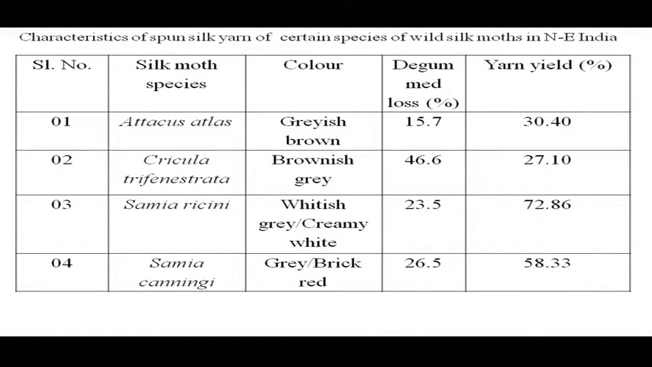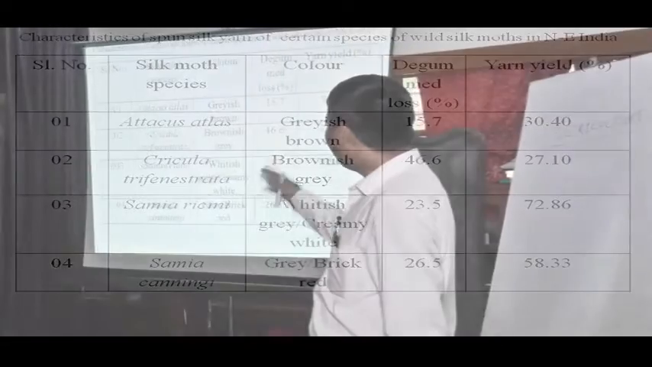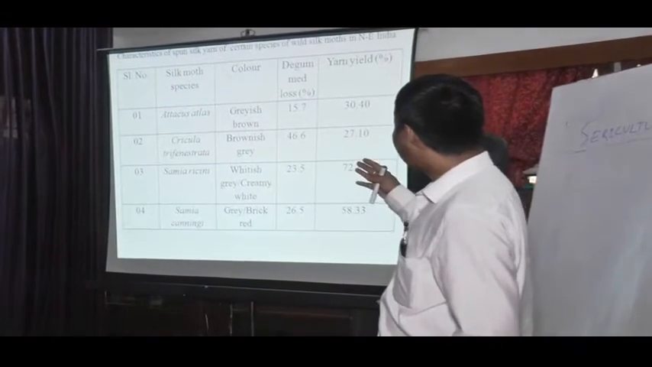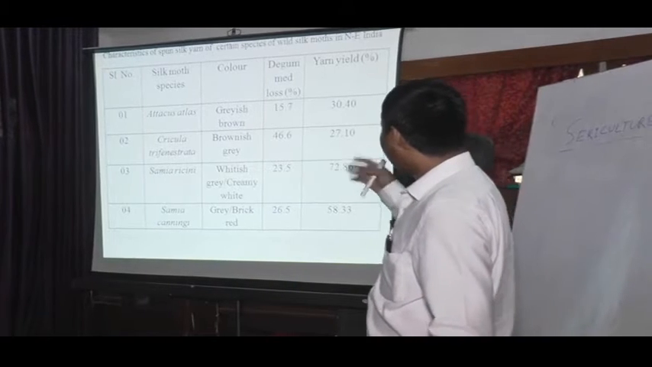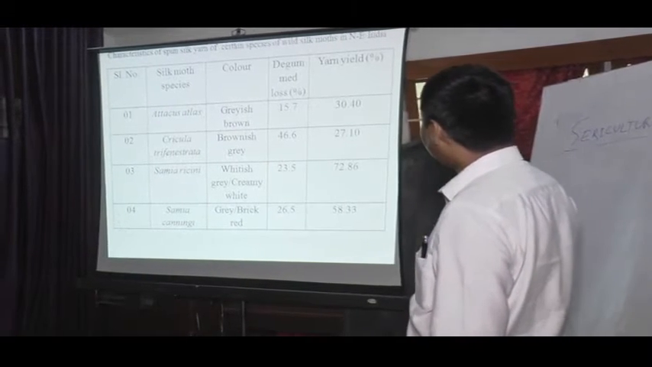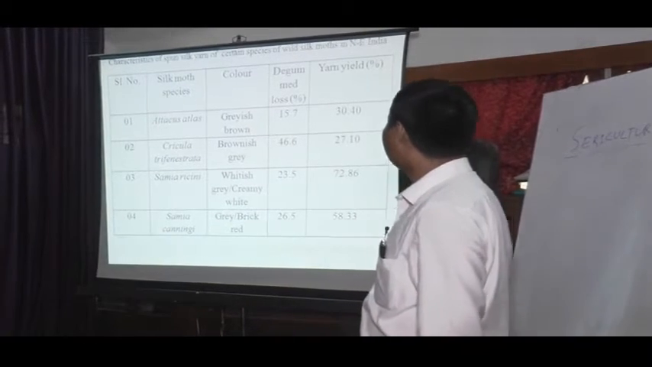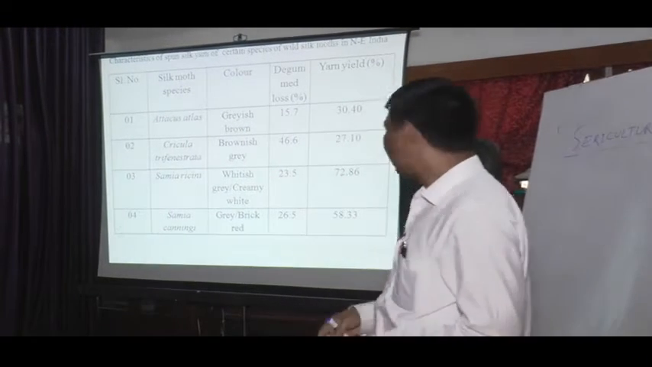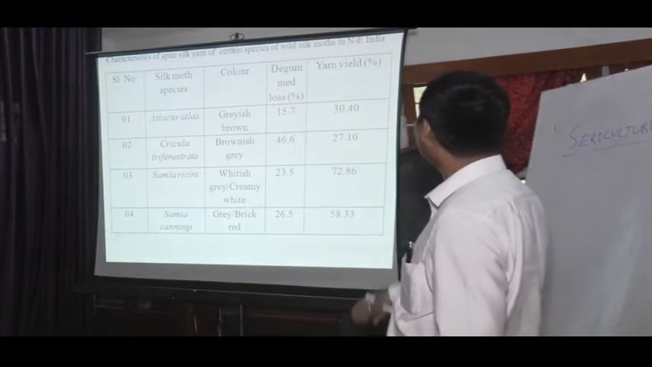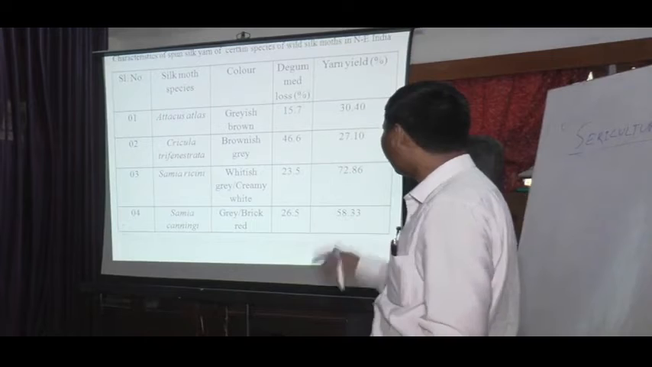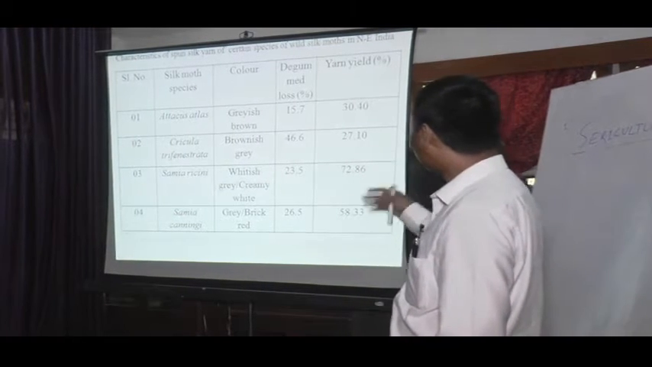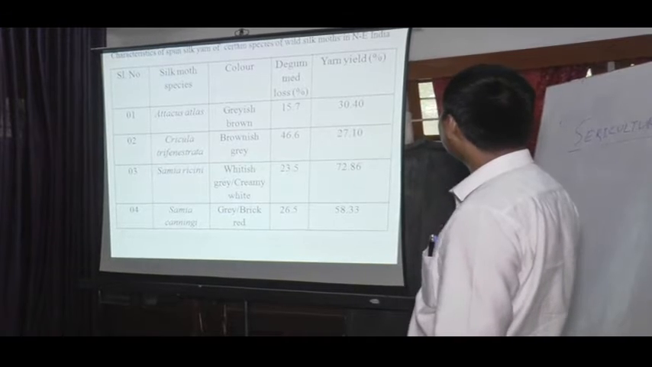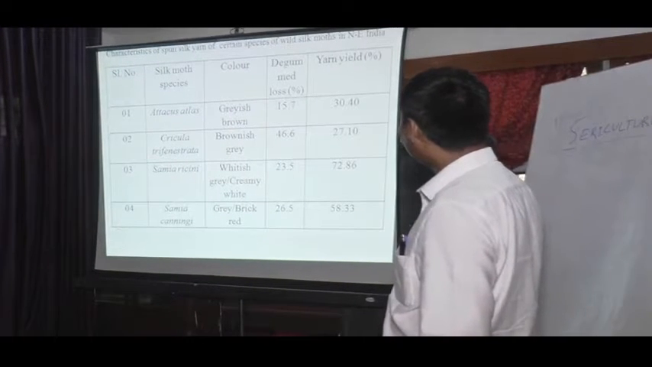Accordingly, if we see the spun silk like Attacus atlas, color grayish brown, then the degumming loss 15.7%, yarn yield 30.4%. Then Cricula trifenestrata, color brownish gray, degumming loss 46.6%, then yarn yield 27.10%. Then Samia ricini, again the color whitish gray to creamy white, degumming loss 23.5%, then yarn yield 72.86%. And Samia cynthia, again color gray to brick red, degumming loss 26.5% and yarn yield 58.33%.